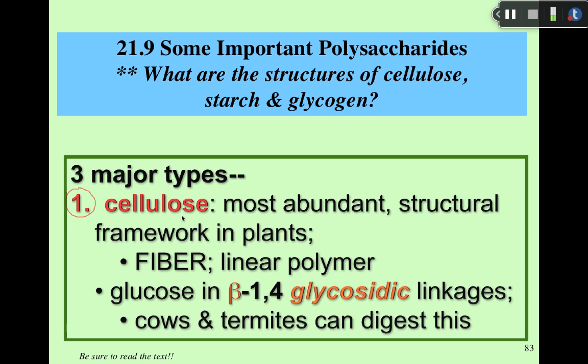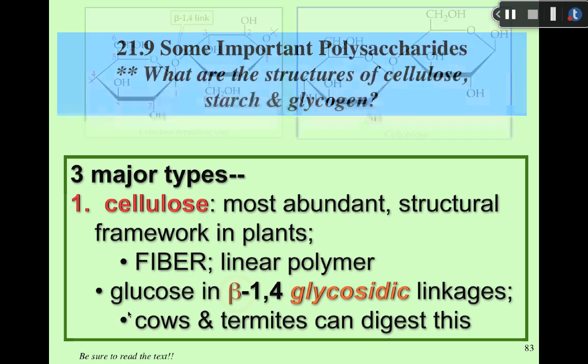Cellulose is the most abundant structural framework in plants. It is what is fiber in the diet. It's good for our digestive tracts. It is glucose combined in beta-1,4 glycoside linkage. Glycoside simply means that it has an acetal present. And so glycosides are what holds together all of the disaccharides and polysaccharides. So beta and 1,4 linkage is different from the ones we were looking at in the disaccharides so far. And only cows and termites can digest this, not humans. We don't have the proper digestive enzymes to do that.